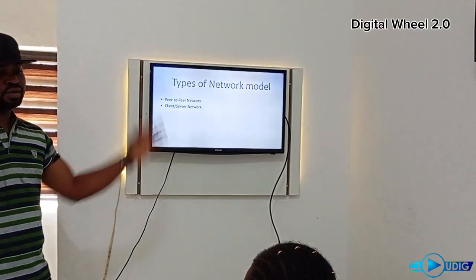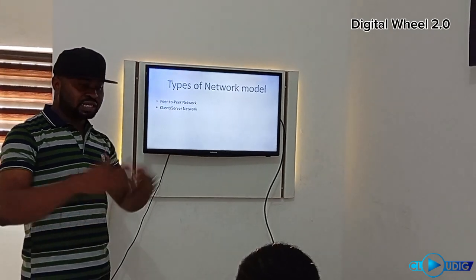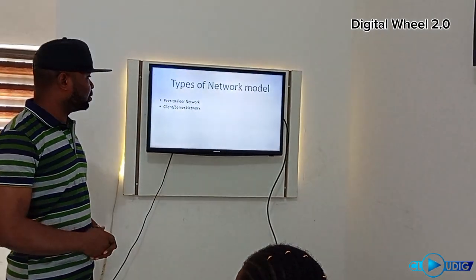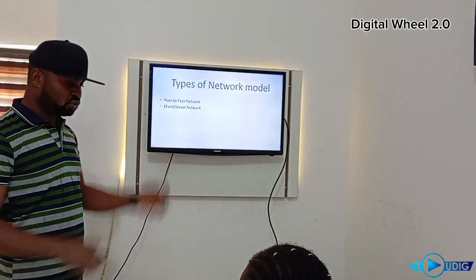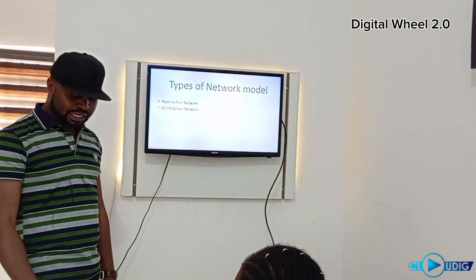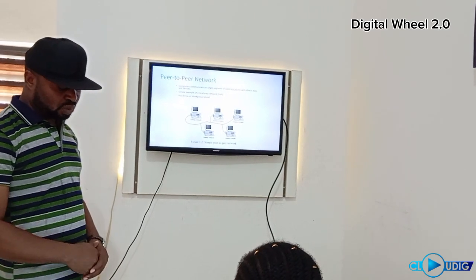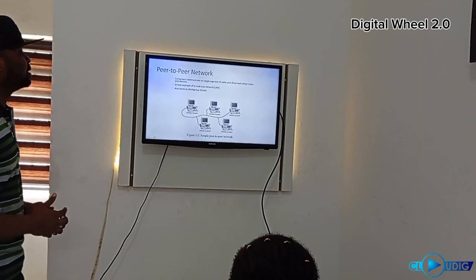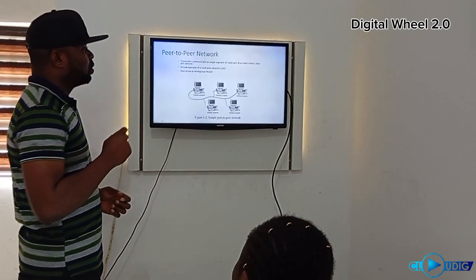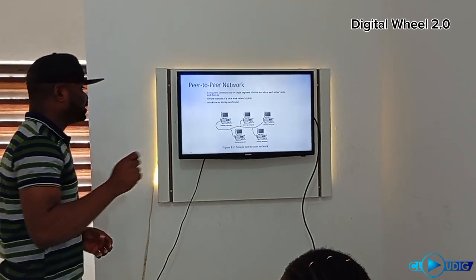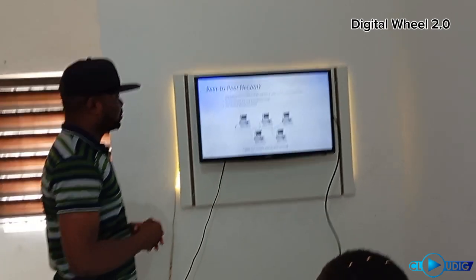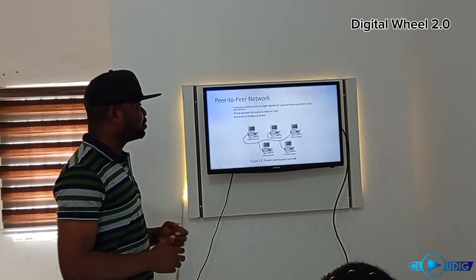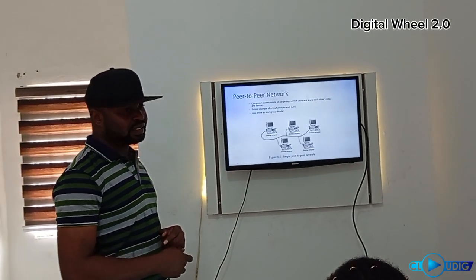Then there is the client-to-server network. Client-to-server network is very wide. It can be over the internet, over a local area network, over a wide area network, and also over a metropolitan area network. We can see a very good example of a peer-to-peer network: computers communicate on a single segment of cable and share each other's data and devices.